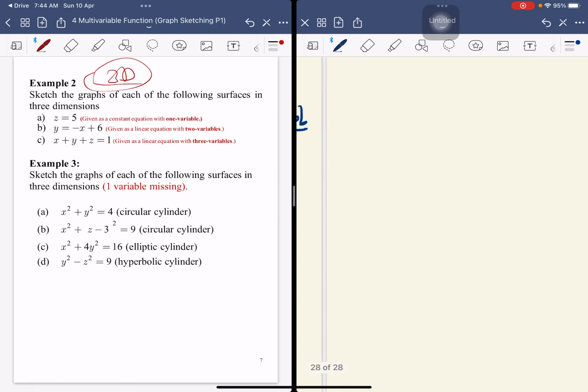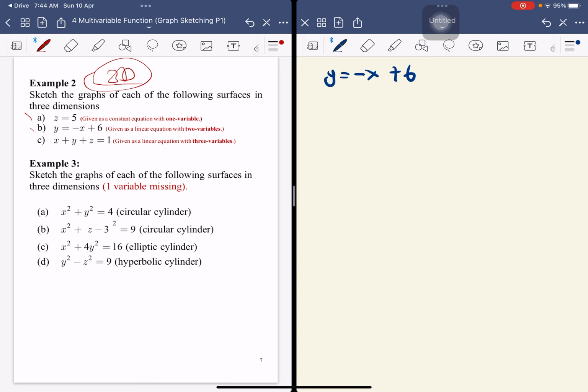So that's how you solve the first one. What about the second one? For the second one, we have y equal to negative x plus 6 over here.